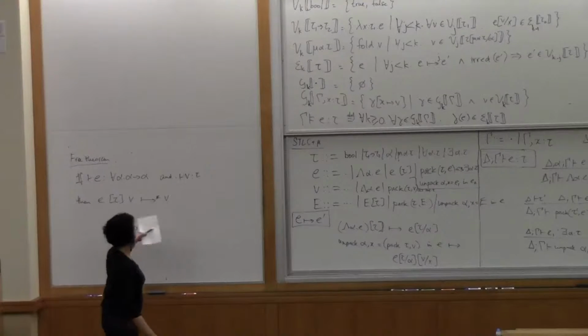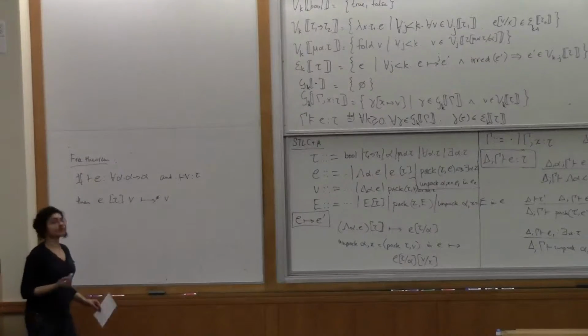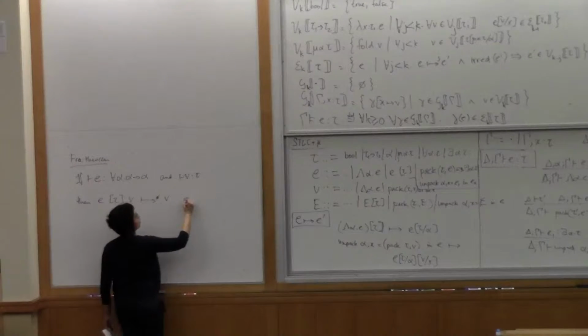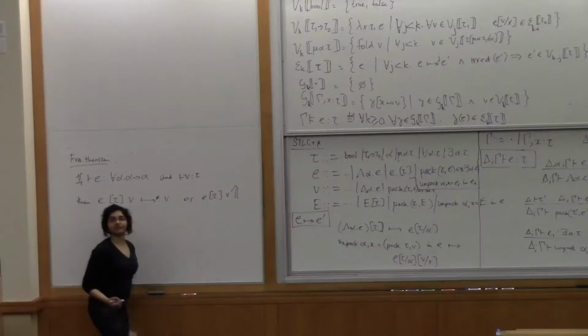We can't say that this always reduces to a value v. Right, so either it reduces to a value v, or E tau v diverges. I'll write that for diverges.